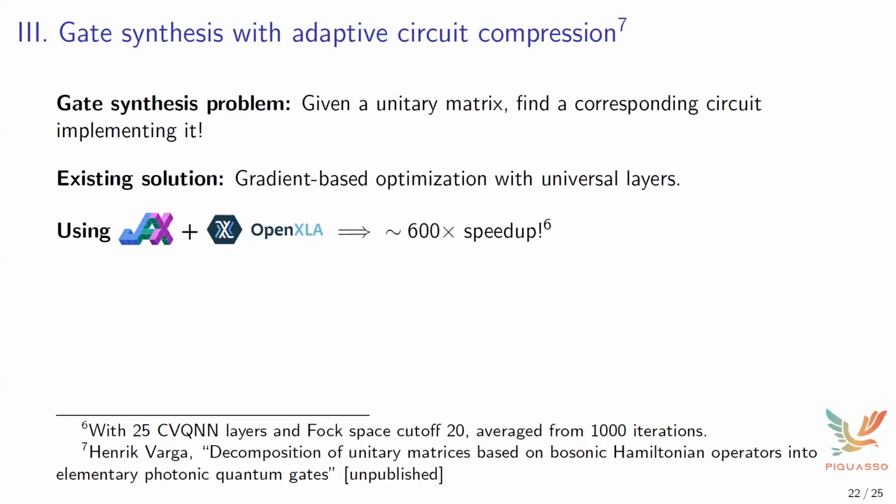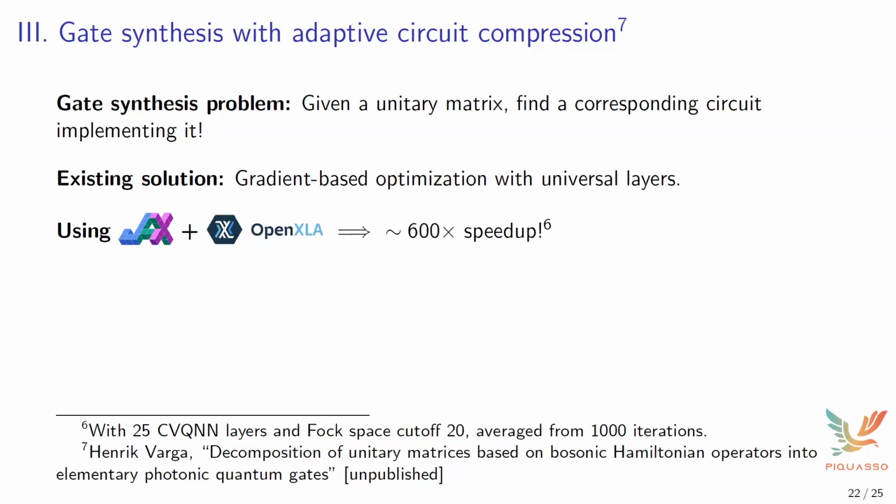And the last application which I want to tell you about is gate synthesis with adaptive circuit compression. The gate synthesis problem in quantum computing is that given a unitary matrix, find a corresponding circuit which implements it. So you want to decompose your unitary matrix into C-NOT gates or Hadamard gates or anything like that. Or in photonic quantum computing, you will have different gates.